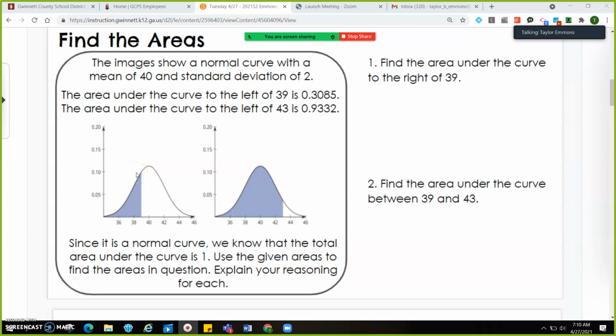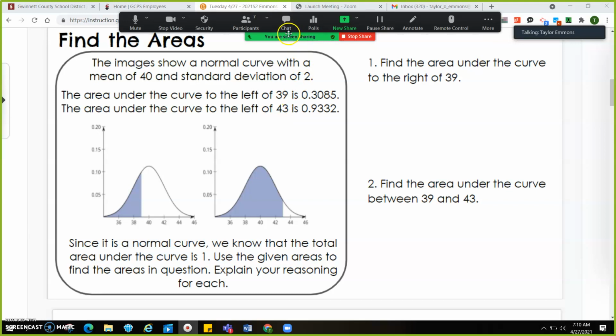Okay, so the images show a normal curve with a mean of 40 and a standard deviation of 2. The area under the curve to the left of 39 is 0.3085. The area under the curve to the left of 43 is 0.9332.